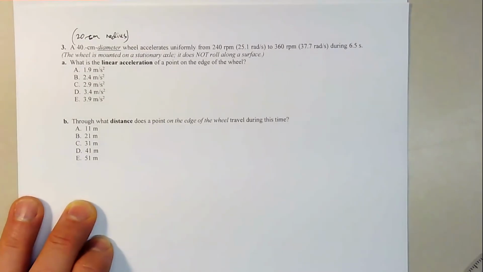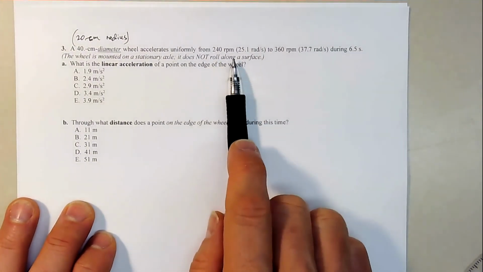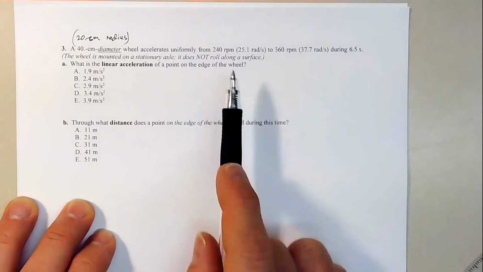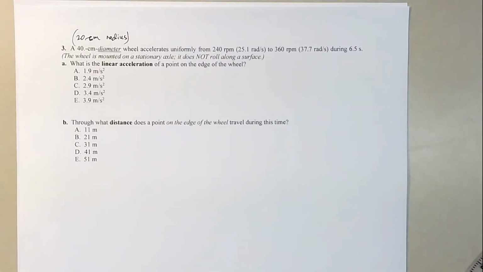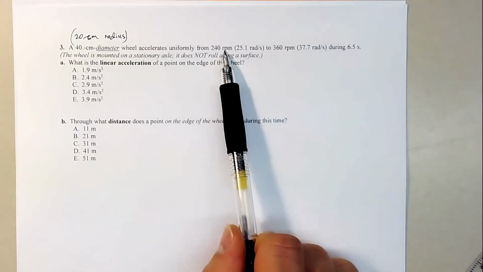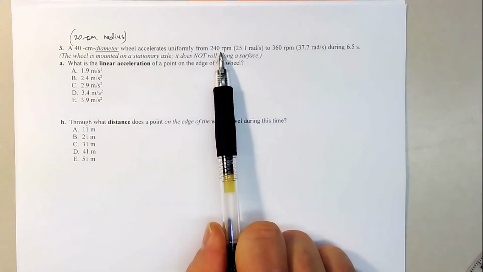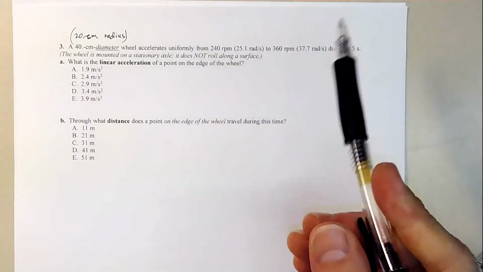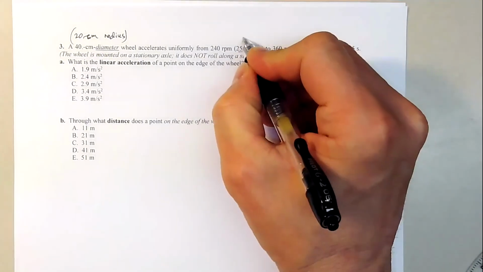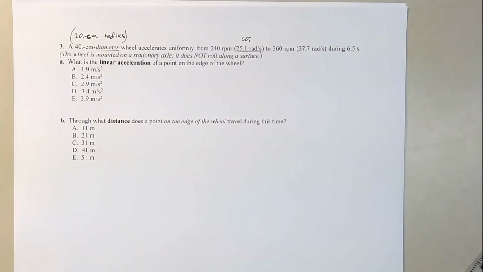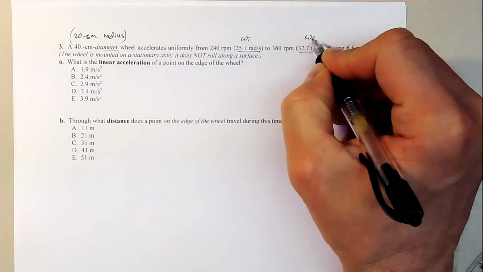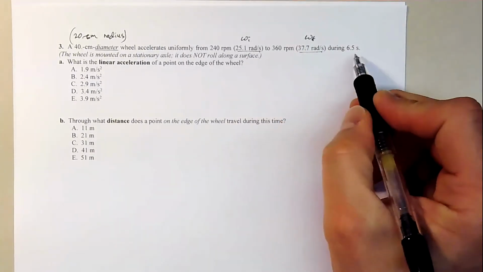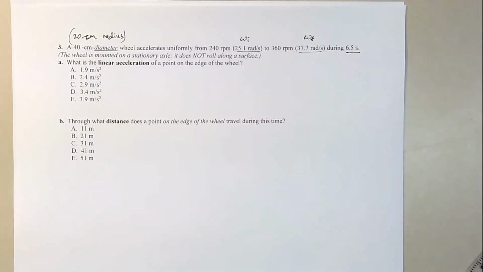Okay. All right, and suppose that it accelerates. Now, this wheel is mounted on a stationary axle, so it's not rolling yet. This is not a rolling problem. It's just mounted on some axle that's fixed in space, and it spins up, right? So it spins up from an initial rotational speed of 240 RPMs, which I've already converted for you into angular speed in radians per second, and it spins up to 360 RPM, which we'll call omega final. And the time it takes to do that is 6.5 seconds.